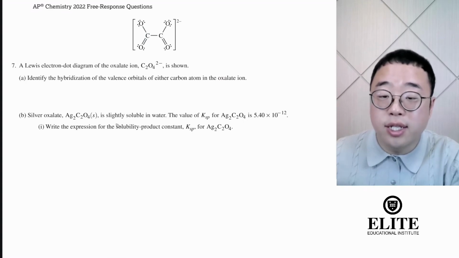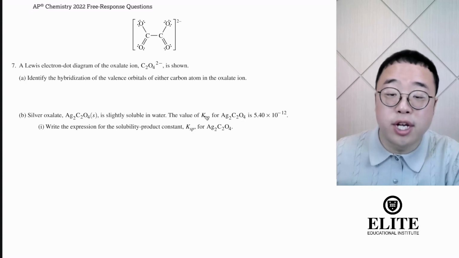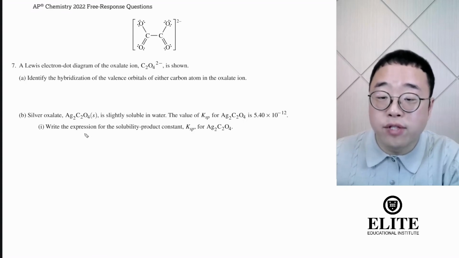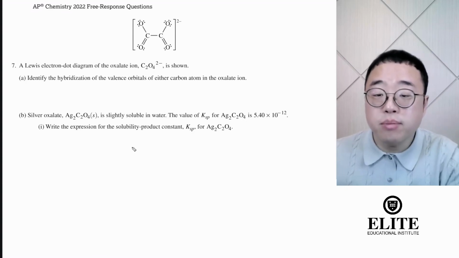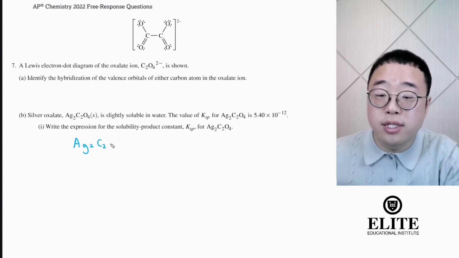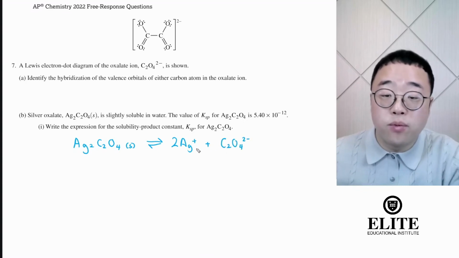Silver oxalate is highly soluble in water. The value of the solubility product constant is given. Now, the first part asks for the expression for the constant. So the first step would be to write the reaction that occurs when the silver oxalate is dissolved in water. It's a solid, dissolved in water, and dissociates to become 2 silver ions and 1 oxalate ion. Because they're dissolved in water, we have aqueous instead of solid.